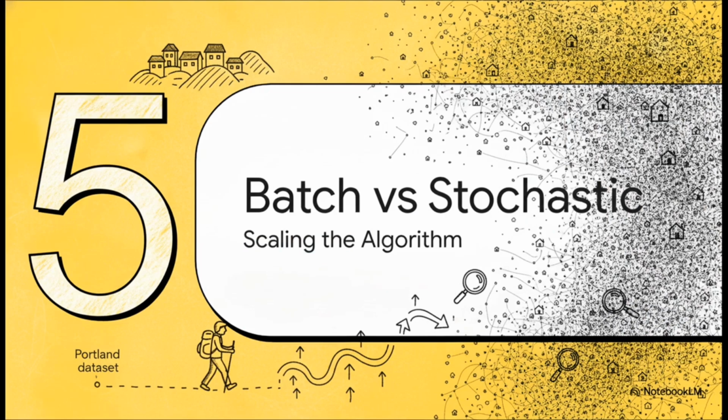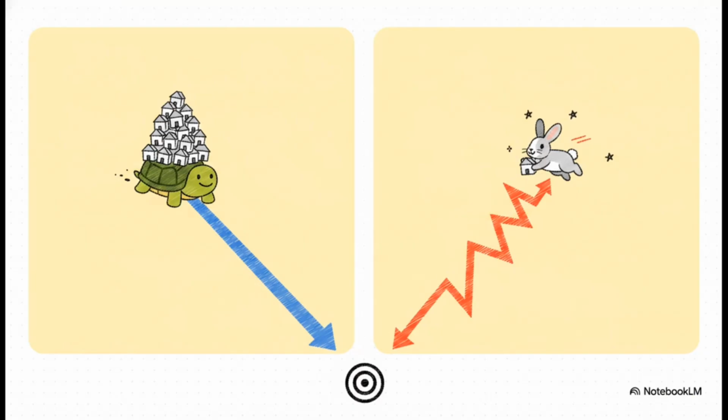All right, Section 5, batch versus stochastic descent. And this brilliantly illustrates a real-world problem. The hiker analogy works perfectly for 49 houses, but what about the massive scale of the modern world? This brings us to batch versus stochastic descent. What we just learned was batch descent, which is kind of like a slow turtle. It carries the entire batch of data, looking at every single house before taking one single step down the hill.